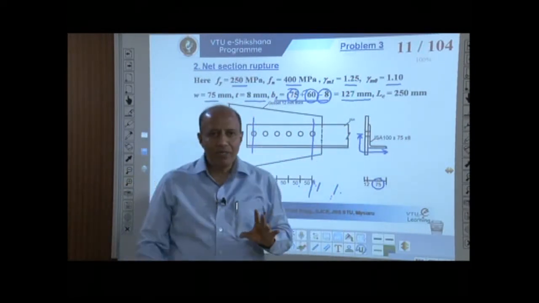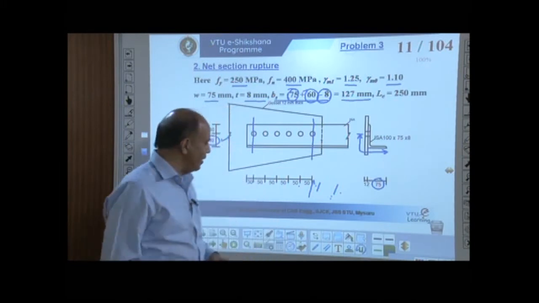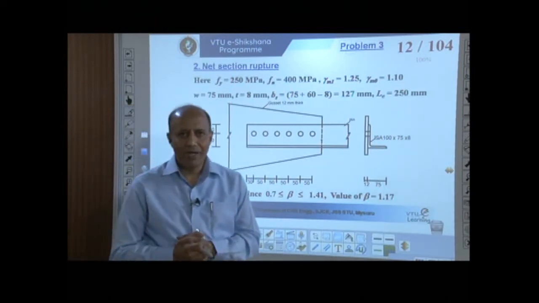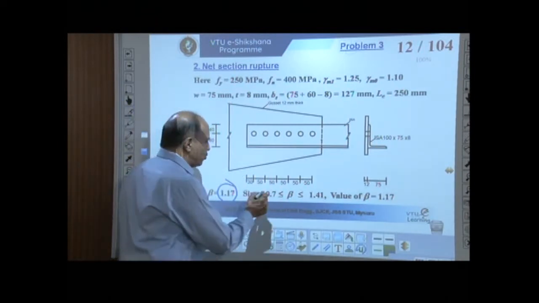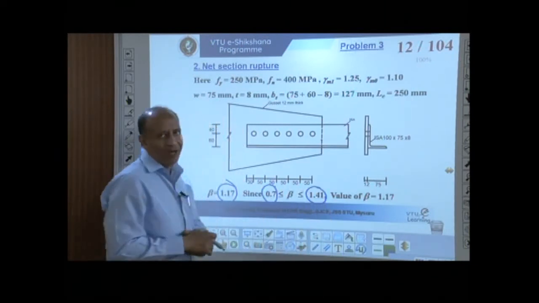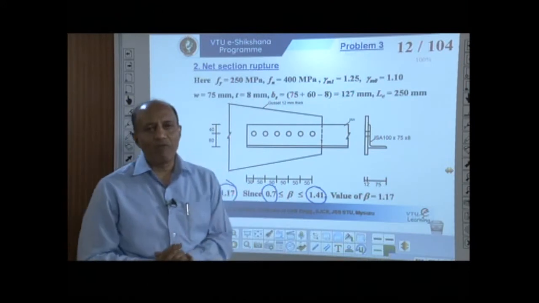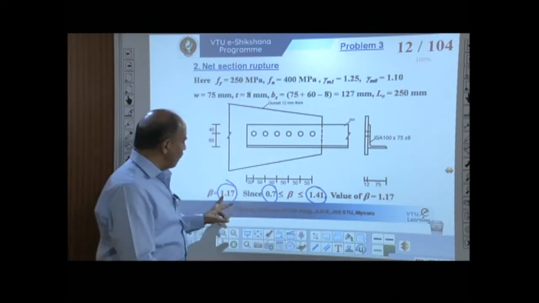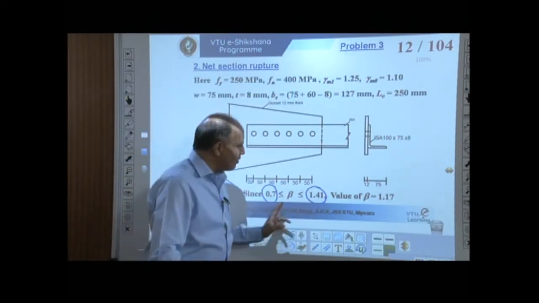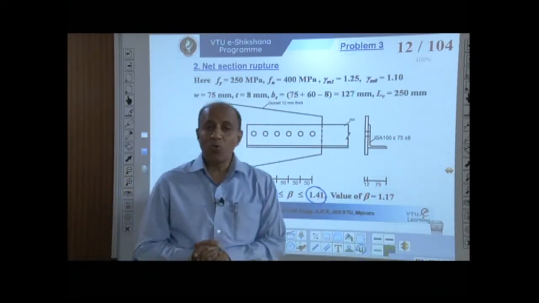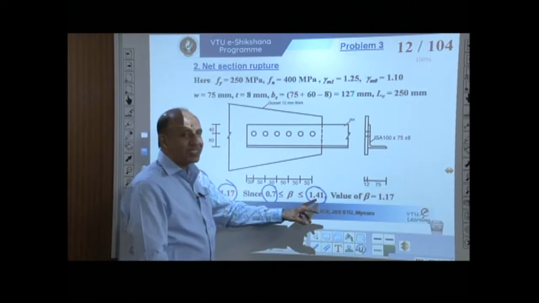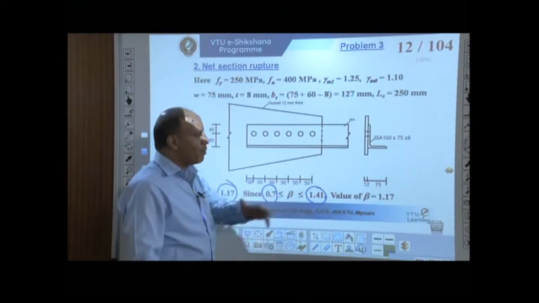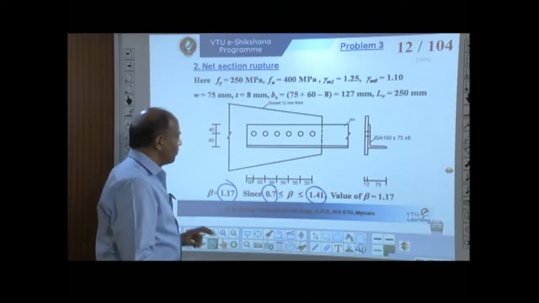So, we have all the information to be substituted in that expression for beta, and if you substitute those values, the value of beta that I have got in this case is 1.17. We need to understand that it should lie between two values, 0.7 and 1.41. We have substituted the values of fy, fu, gamma m1 and gamma m0, and that is the value we have got. Since the computed beta of 1.17 lies between the two values, we take the value of beta as 1.17. If it had exceeded this, you have to limit it to 1.41. If it is less than this, we have to limit it to 0.7. In this case, we would use that particular value for the next computation.